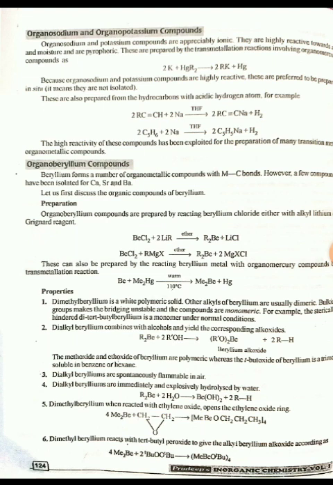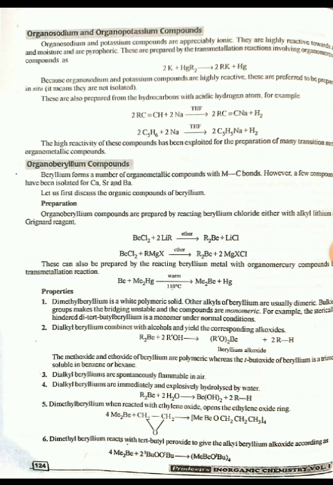Properties. First, dimethyl beryllium is a white polymeric solid. Other alkyls of beryllium are usually dimeric. Bulky groups make the bridging unstable and the compounds are monomeric. For example, the sterically hindered di-tert-butyl beryllium is a monomer under normal conditions. Second, dialkyl beryllium combines with alcohols and yields the corresponding alkoxide. The methoxide and ethoxide of beryllium are polymeric, whereas the butoxide of beryllium is a trimer soluble in benzene or hexane.